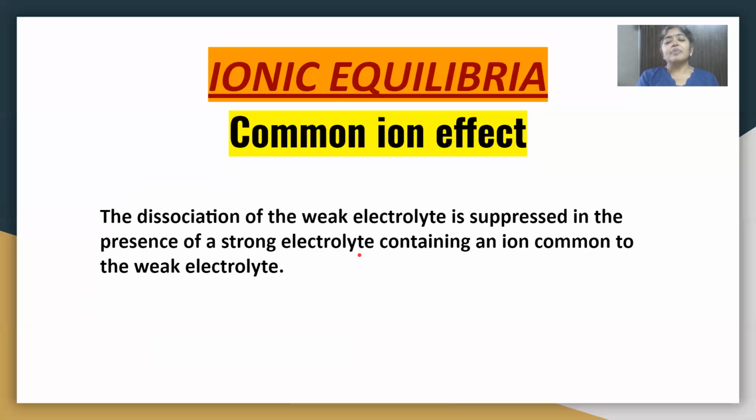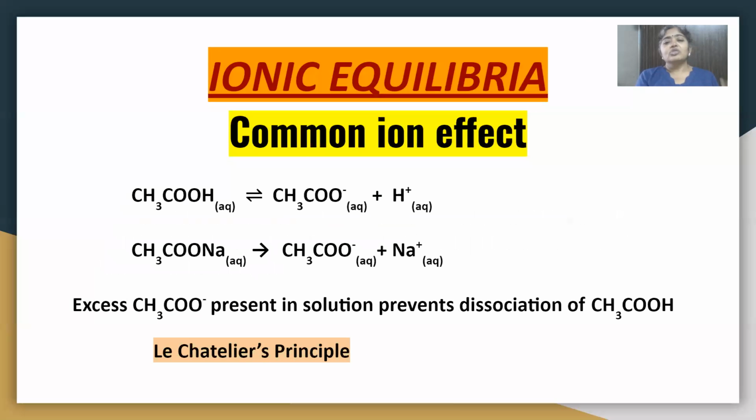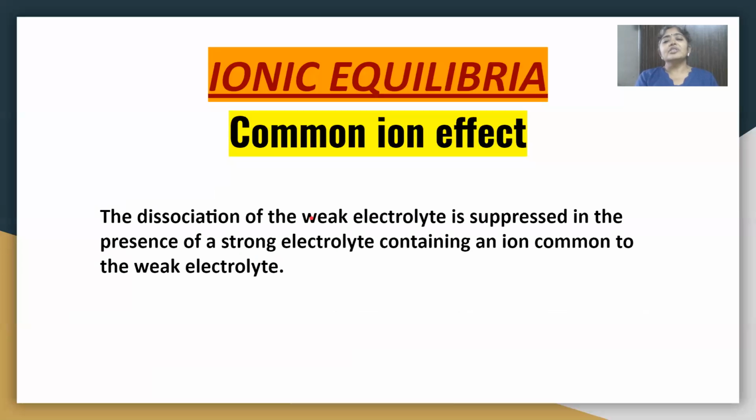In the previous example, you saw how the acetate ions are the common ions. They suppress the dissociation of the weak electrolyte, that is the weak acid, acetic acid, because these common ions are present in the strong electrolyte, sodium acetate. This strong electrolyte ionizes completely, and these common ions now suppress the dissociation of the weak electrolyte. So this is known as the common ion effect. A very interesting and important definition. Please do make a note of it.